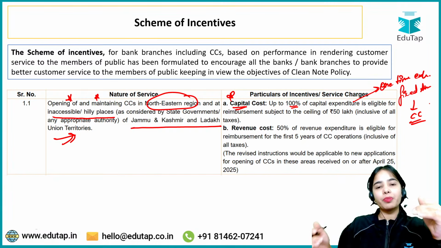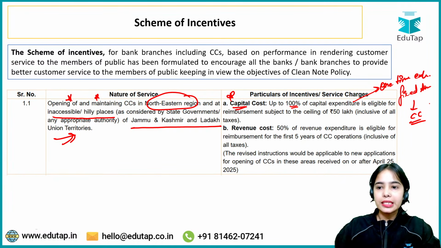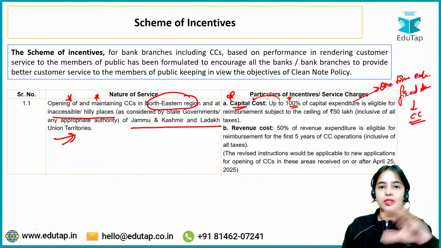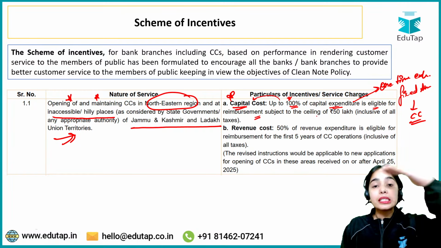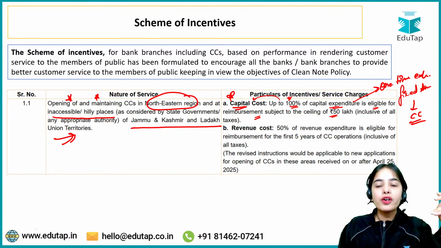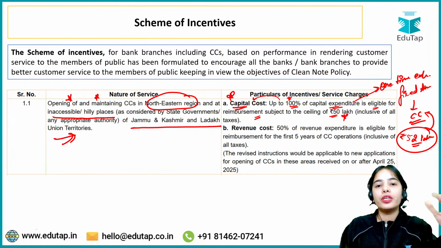So the one-time expenditure on the fixed assets, for that there will be 100% incentive, 100% reimbursement. So capital cost up to 100% of the capital expenditure is eligible for reimbursement subject to the ceiling of 50 lakh. So if a bank branch has done the expenditure of 52 lakhs for the establishment of the currency chest, only up to 50 lakhs will be reimbursed.